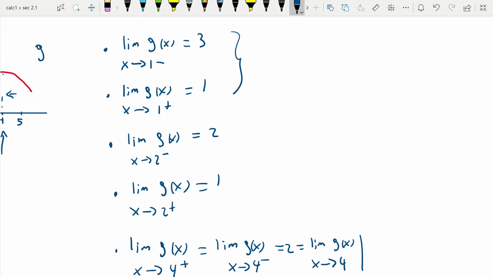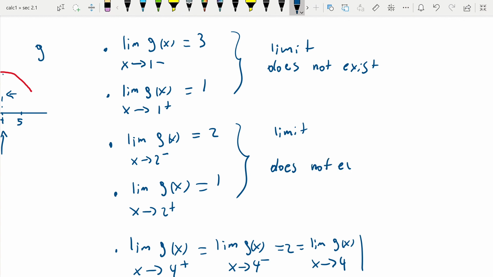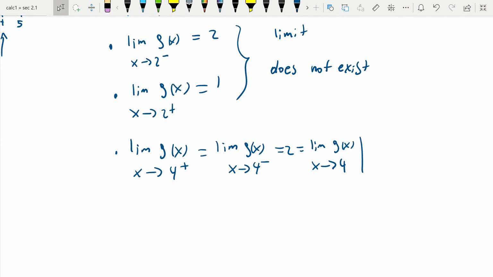In these two examples, at these two points, however, the two one-sided limits are not the same, and so the limit does not exist at either point. But here it does.